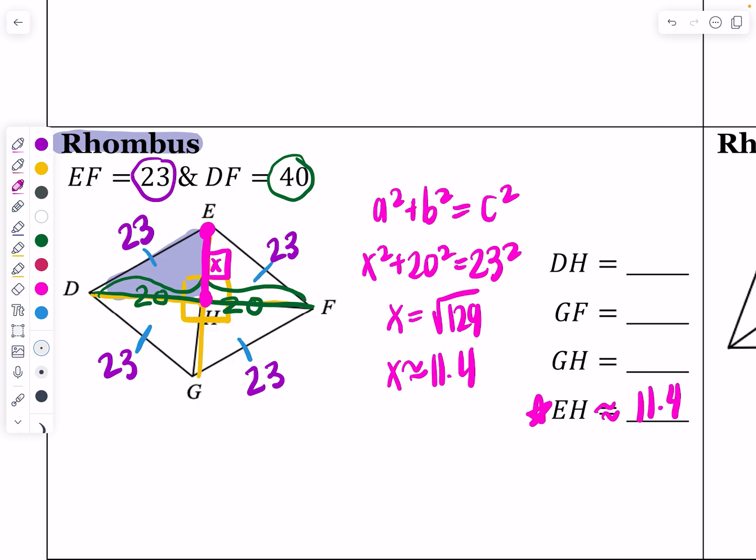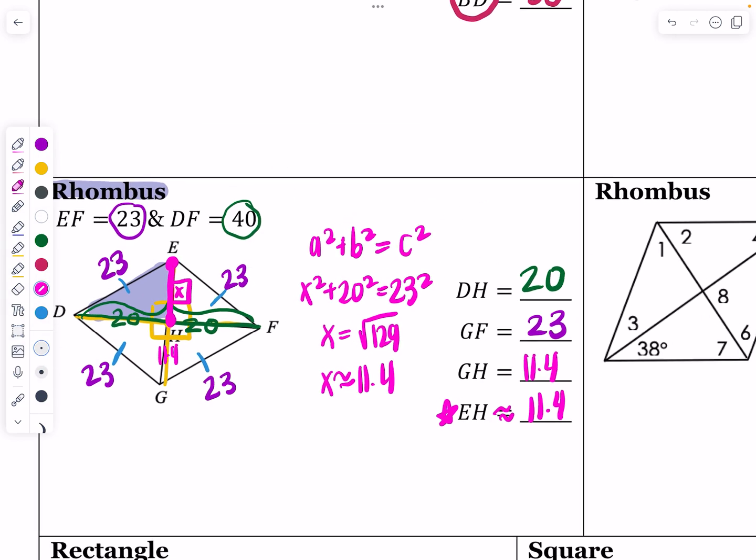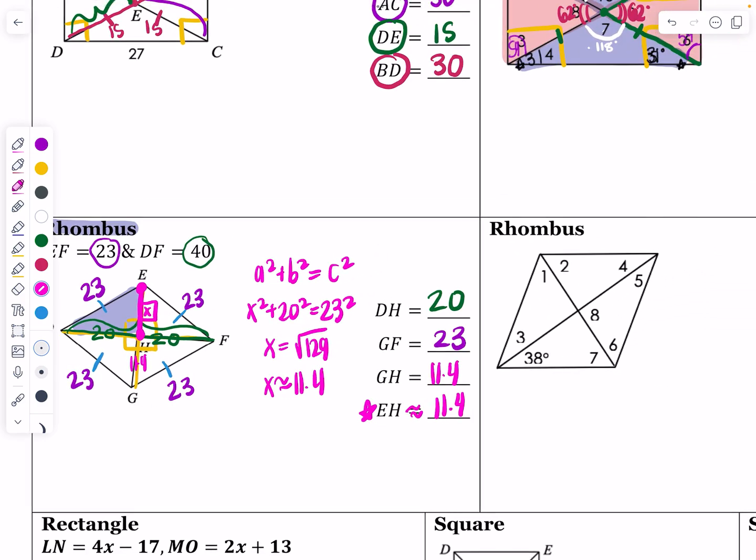What would be E to G, the whole thing? Well, this would be 11.4, and then this would be about 11.4 as well. So that would be 22.8-ish. They wanted D to H. We already knew that one. That was 20. They wanted G to F. That would be 23. We already did that in purple. And then they wanted G to H, which is about 11.4 as well. So both of those are about 11.4 for our rhombus.